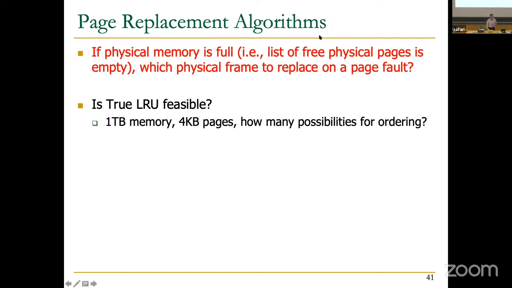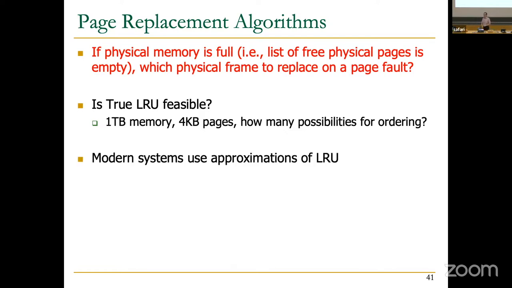4 kilobyte pages, small pages, 2 to the 12. So essentially, we have 2 to the 28 pages. How many possibilities for ordering are there if you want to actually do perfect LRU? Now you know the answer by heart, 2 to the 28 factorial. Now that's a huge number. You can probably figure out what that number is and write it down, but it'll be a waste of paper, let's say. Essentially, it's a huge number.